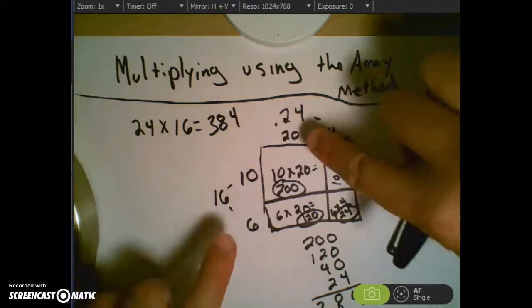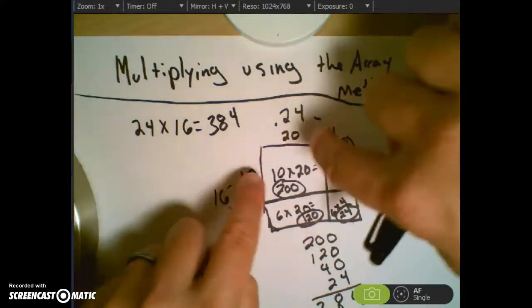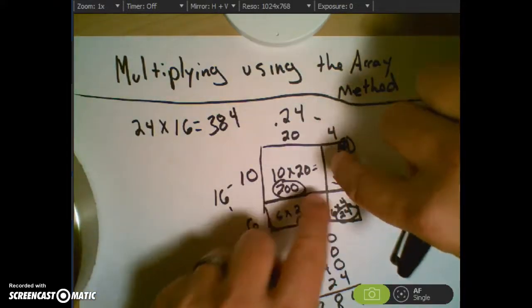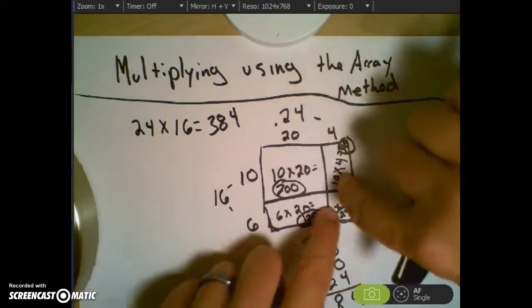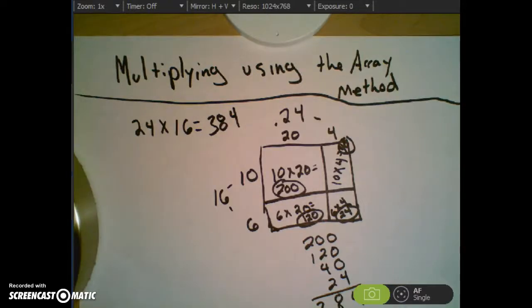Okay, so remember when you're figuring out what you're multiplying, you're just going across and down and across and down for each section. Okay, that is multiplying using the array method.